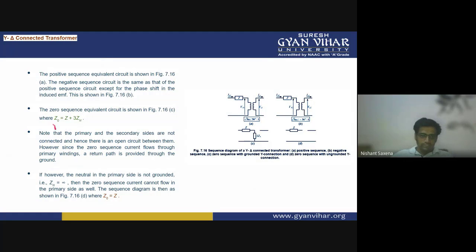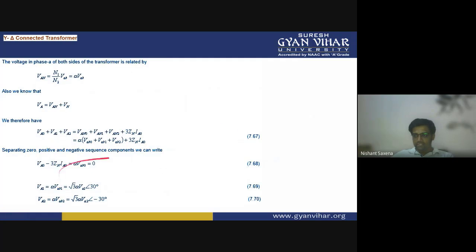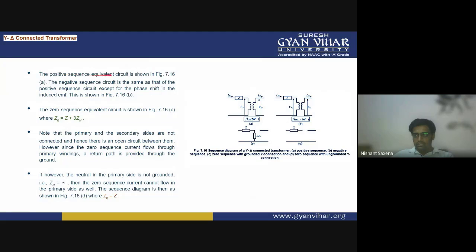Now let's draw the sequence circuits. This is the sequence circuit for the positive sequence, and this is for the negative sequence. Now look at the previous equation. The positive sequence circuit is as shown in 7.16a. The negative sequence circuit is the same as that of the positive sequence except for the phase shift in the induced EMF. Look at this. There is a plus 30-degree phase shift here, and here it is a minus 30-degree phase shift.